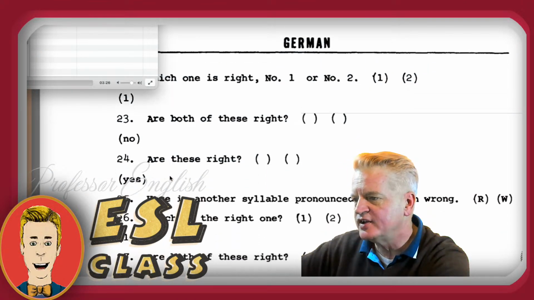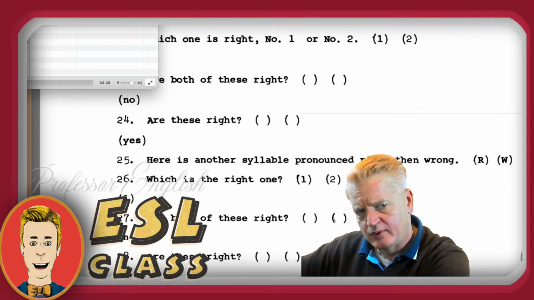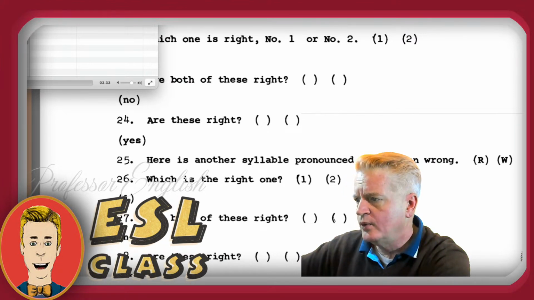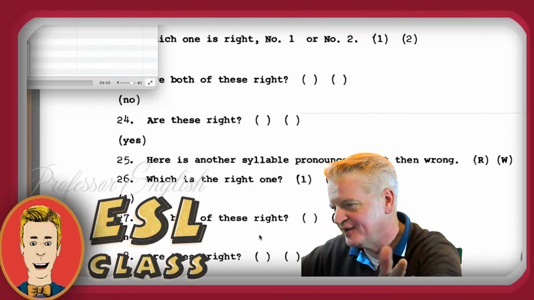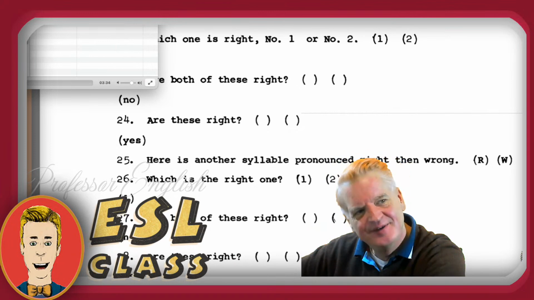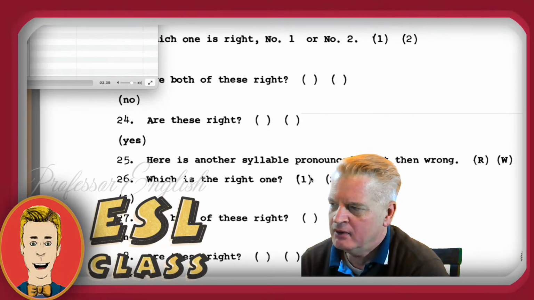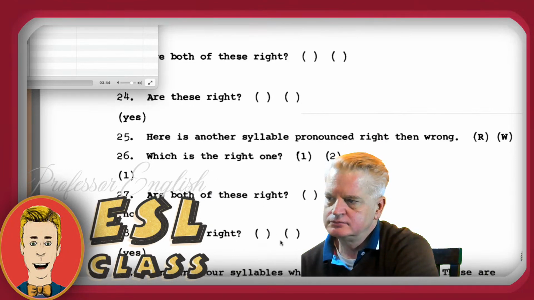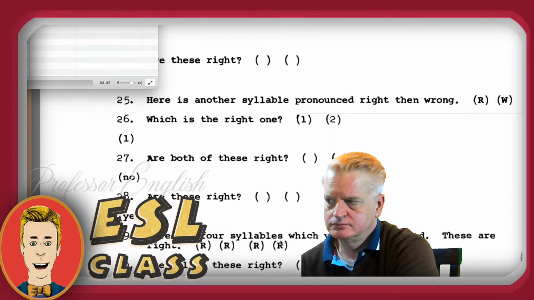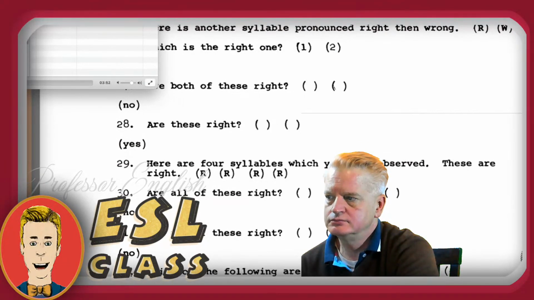25. Here's another syllable pronounced right and then wrong. Schon, shown. 26. Which is the right one? I'm not going to give the answer because obviously the woman is always saying the right one and the man is always saying the wrong one. Number 1, schon. Number 2, shown. 27. Schon, shown. 28. Schon, schon.